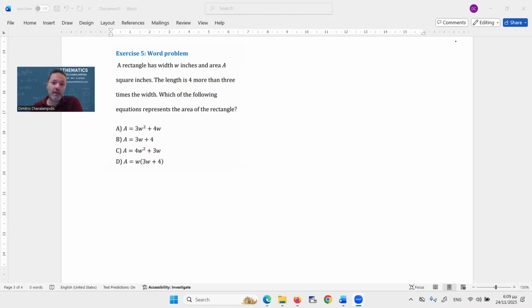Exercise 5. A rectangle has width W inches and area of A square inches. So let's draw that. It has a width of W and A is its area. The length is 4 more than 3 times the width. So the length is 4 more than 3 times the width. So it's going to be 3 times width plus 4.